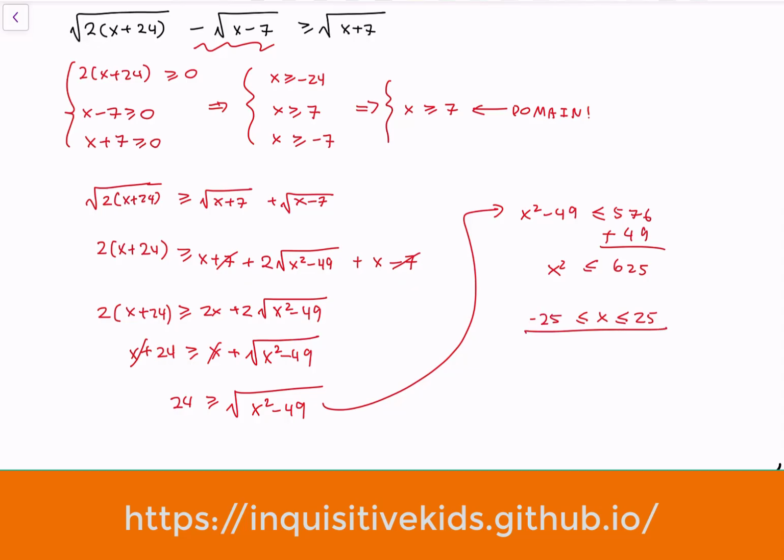Let's intersect this with our domain. X must have a lower bound of 7. And we found that its upper bound is 25. So here is our answer.